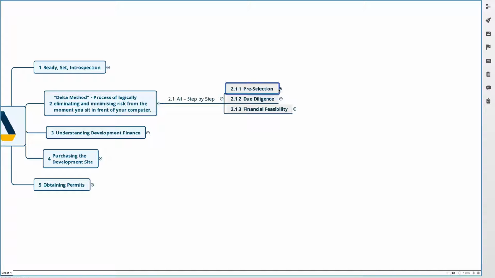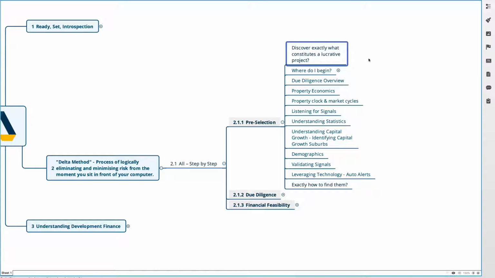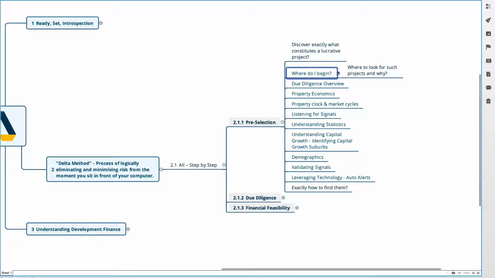Under pre-selection, we discover exactly what constitutes a lucrative project. Whether or not a project is good or not, all this is done from the pre-selection module. Where do you begin? How do you find your first project? How do you find your second project, and so on? Where do you look for projects anyway, and why do you look there? Then the due diligence overview of what you need to start off with.